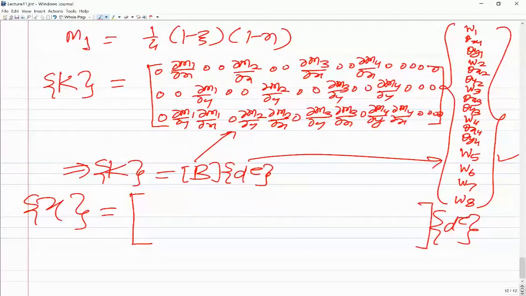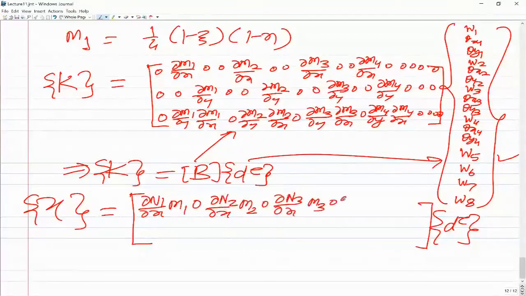So I know you can now write that. Let me just write a few elements and then you can complete it. Because gamma is del W by del X plus theta X, we will have del N1 by del X and M1, and then 0, del N2 by del X, M2 and 0, del N3 by del X and M3 and 0, del N4 by del X, and then M4 and 0, and then 4 zeros. Like that, you can write the other row also. So this is going to be BS into DE.